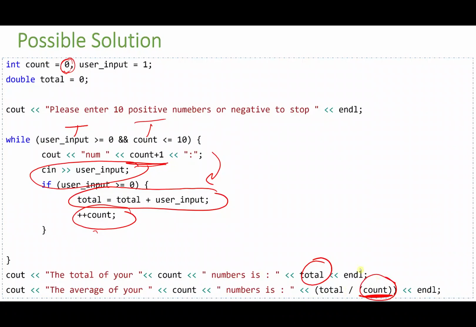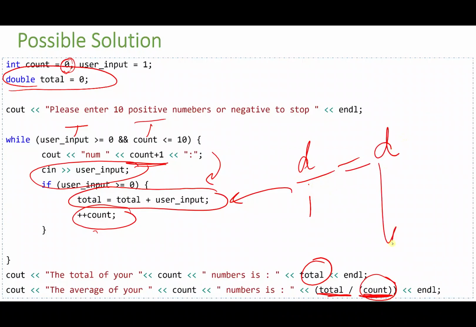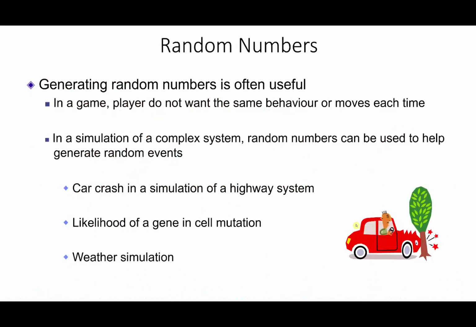Now, instead of me having those two variables, total and count, as integers, I had double total. I kept adding to total, then double divided by integer gives you a double. So I don't have to do any conversion of any of those two variables, because one of them is already a double, right? This is the solution to that exercise.